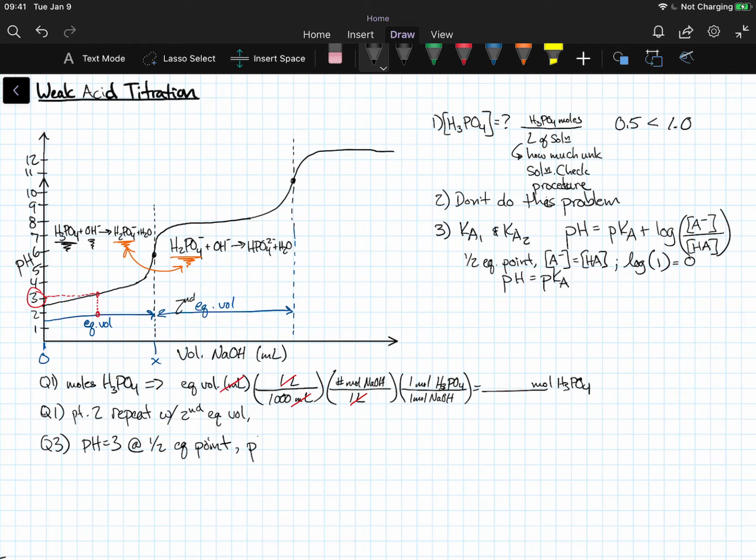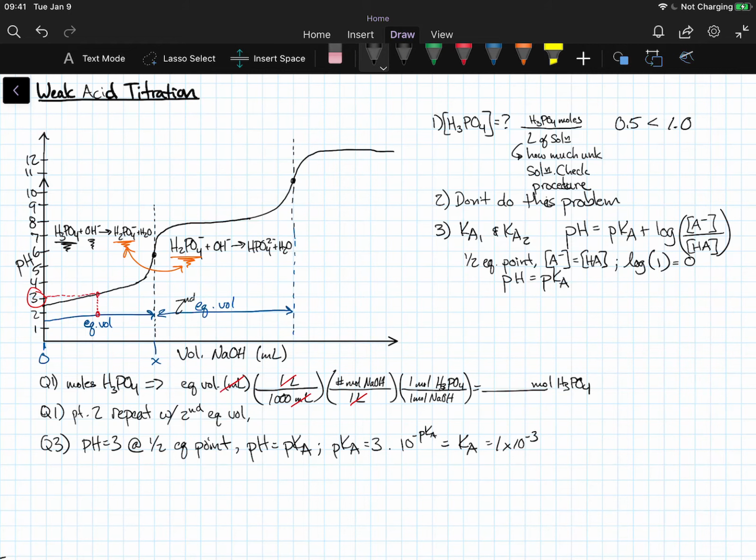And we know that the pH is equal to the pKa. So now our pKa is 3. To get the Ka from the pKa, it's just 10 to the negative pKa. And if we crunch that number really quickly, we should get 1 times 10, at least the number I got with my estimation.